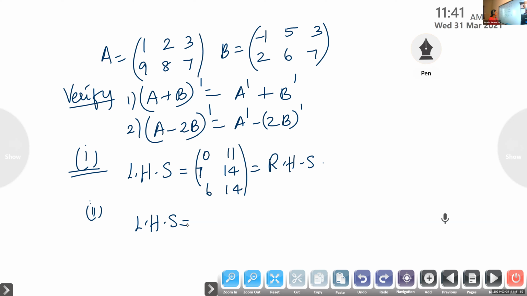Nandana, tell me, what is A minus 2B the whole dash? 3, 5, minus 8, minus 4. Is it in the first row or second row? The second row. Can you repeat the answer? Minus 8, minus 4. And the next row, minus 3, minus 7. Is it correct, Achut? Ma'am, I got the same answer. Okay. Is it same as RHS, Punya? Yes, ma'am.